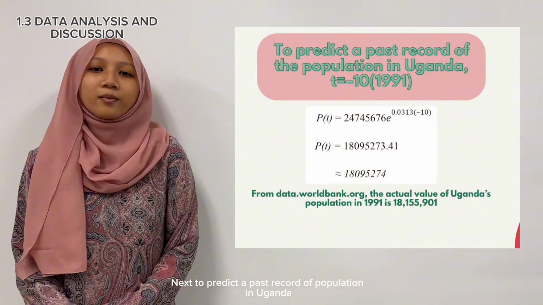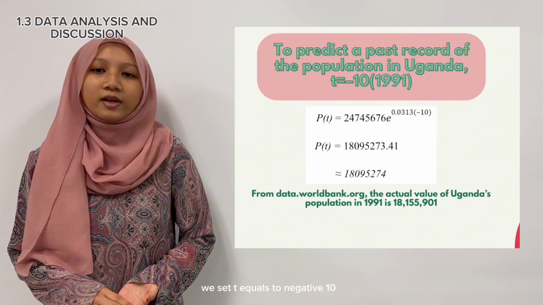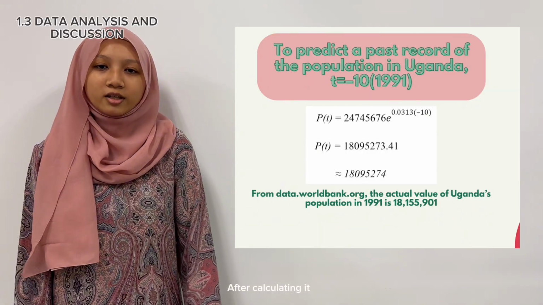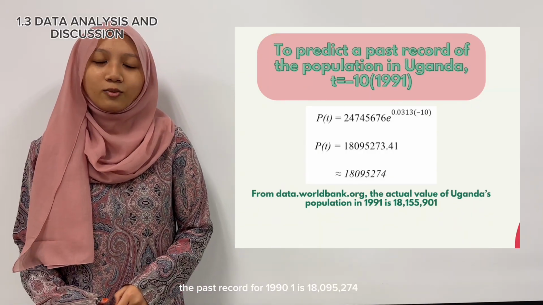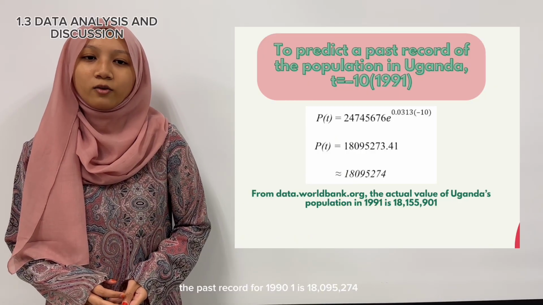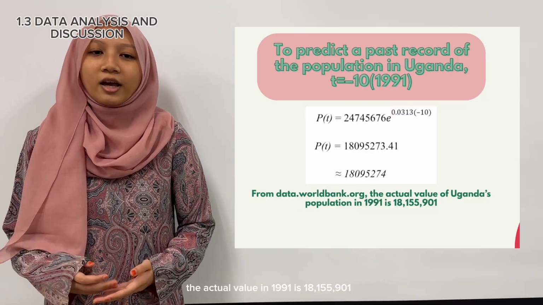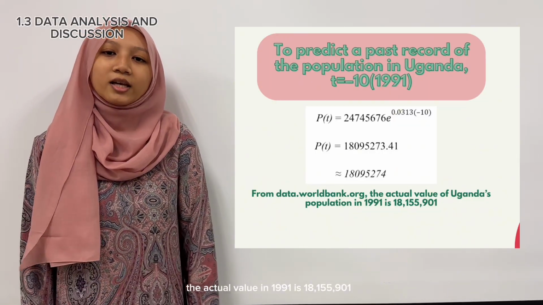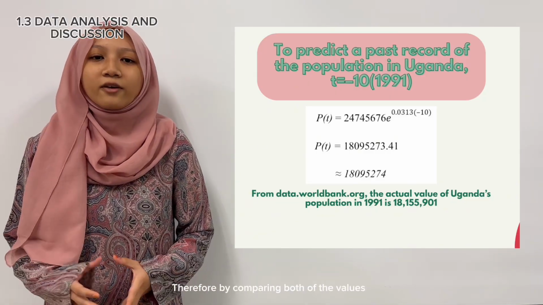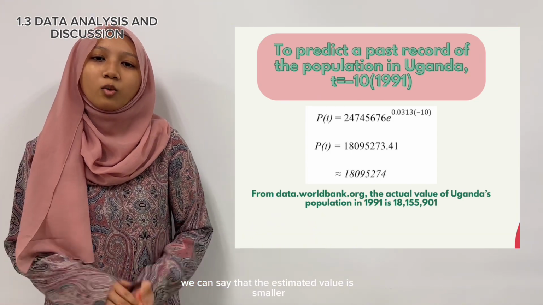Next, to predict a past record of population in Uganda, we set t equals -10, which represents the year 1991. After calculating it, the past record for 1991 is 18,095,274. Meanwhile, from data.worldbank.org, the actual value in 1991 is 18,155,901. Therefore, by comparing both of the values, we can say that the estimated value is smaller than the actual one.